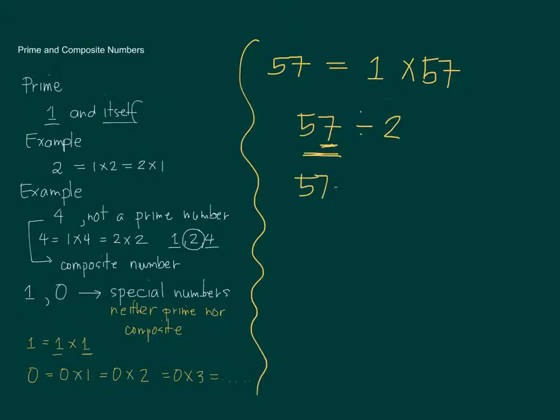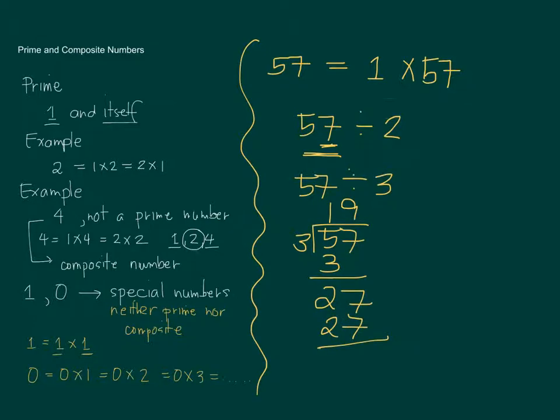So we might check, what about we test it by 3? Is 3 a factor of 57? If we divide 57 by 3, the remainder is 0. So that means 57 is equal to 3 times 19, which makes it a composite number because you already have other factors aside from 1 and 57. So 57 is a composite number.